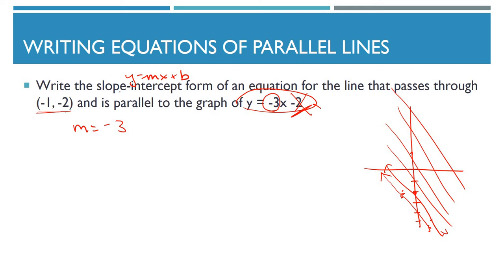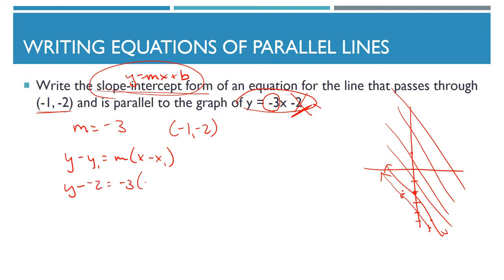So my line, the one that I'm supposed to write, has a slope of -3 because it's parallel and goes through the point -1, -2. And it asks for slope-intercept form. Now I can either start with point-slope or slope-intercept. I like point-slope, so I'm going to start with the point-slope form. I'm going to say y minus -2 equals, using my slope, -3 times x minus -1. So y plus 2 equals -3 times x plus 1.